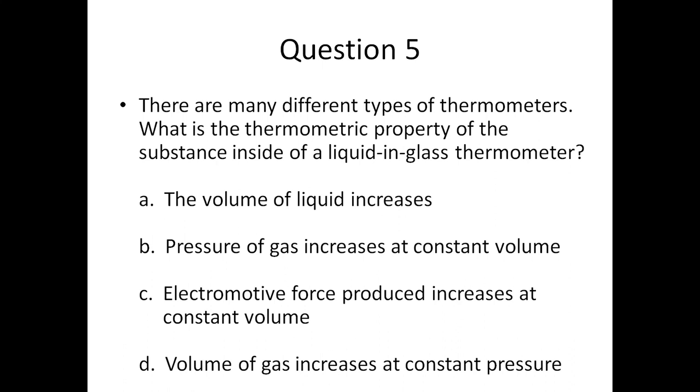Question 5. There are many different types of thermometers. What is the thermometric property of the substance inside of a liquid in glass thermometer? A. The volume of liquid increases. B. Pressure of gas increases at constant volume. C. The electromotive force produced increases at constant volume. Or D. Volume of gas increases at constant pressure.